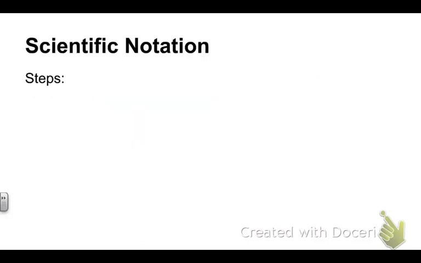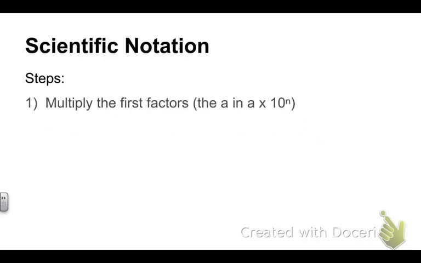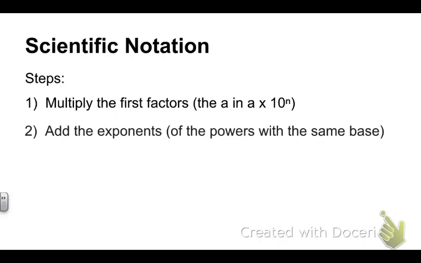So the last piece I want to talk about is scientific notation. There's a couple of steps here. All right, first thing, multiply your first factors. That's the a in a times 10 to the nth. It's what's being multiplied by 10. So multiply those factors. After those are multiplied, add the exponents, which you've done every single time. The base of 10 is the same, so add your exponents.